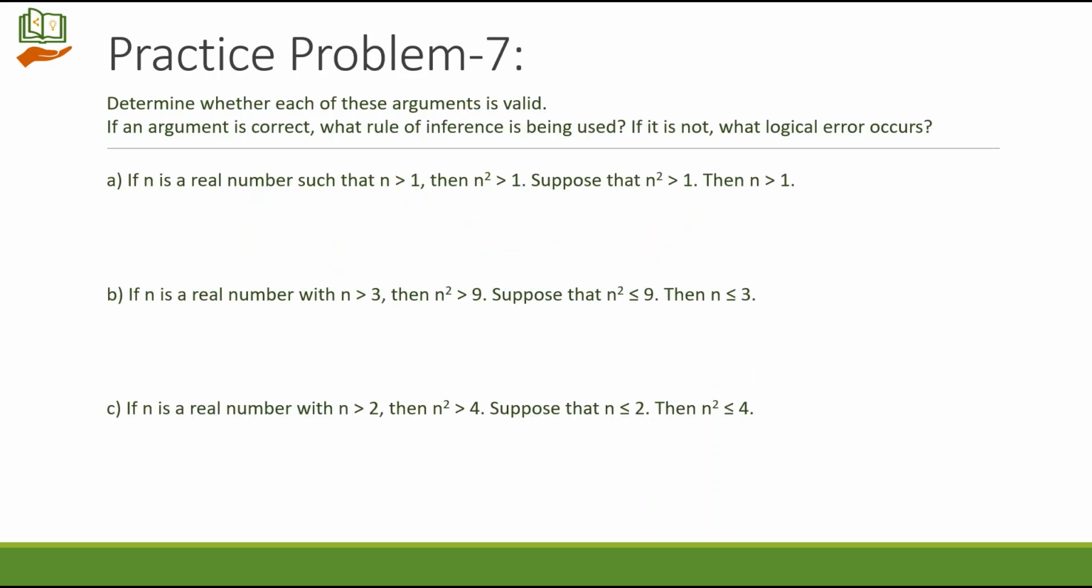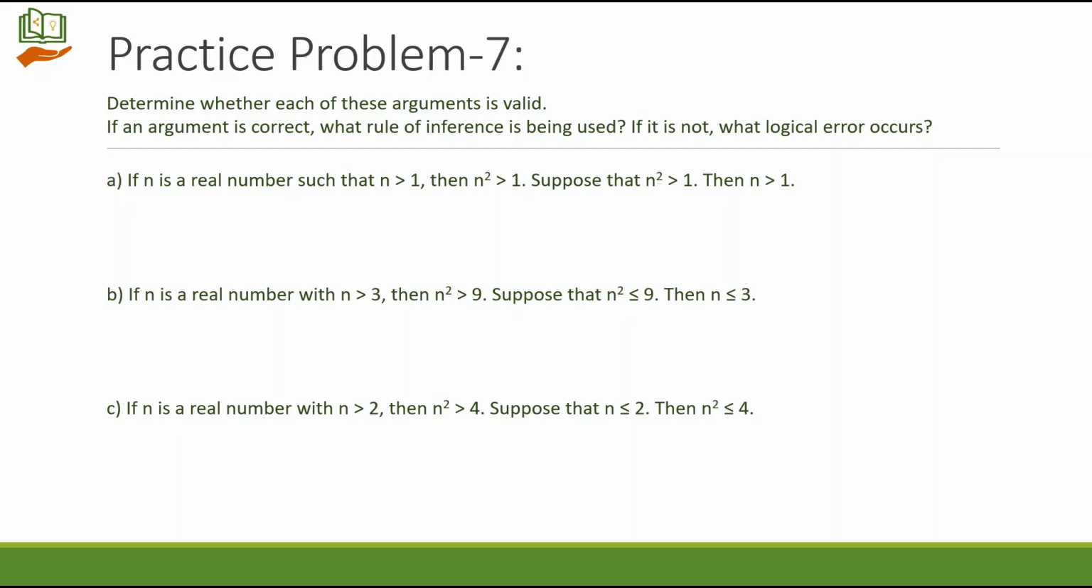Next problem, determine whether each of these arguments is valid. If an argument is correct, what rule of inference is being used? If it is not right, what logical error occurs? In other terms, we can say what kind of fallacy has occurred.